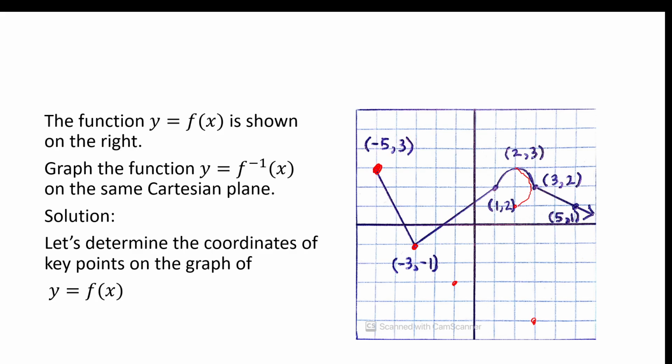And now might be a good time to recap to connect the relevant points. (-5, 3) connects to (-3, -1). So that means (3, -5) will connect to (-1, -3). (-3, -1) connects to (1, 2). So that means (-1, -3) will connect to (2, 1). We've already accounted for this curve portion. And then from (3, 2), the original shoots through (5, 1) with an arrow. So from (2, 3), the inverse will shoot through (1, 5) with an arrow. And it looks like that.